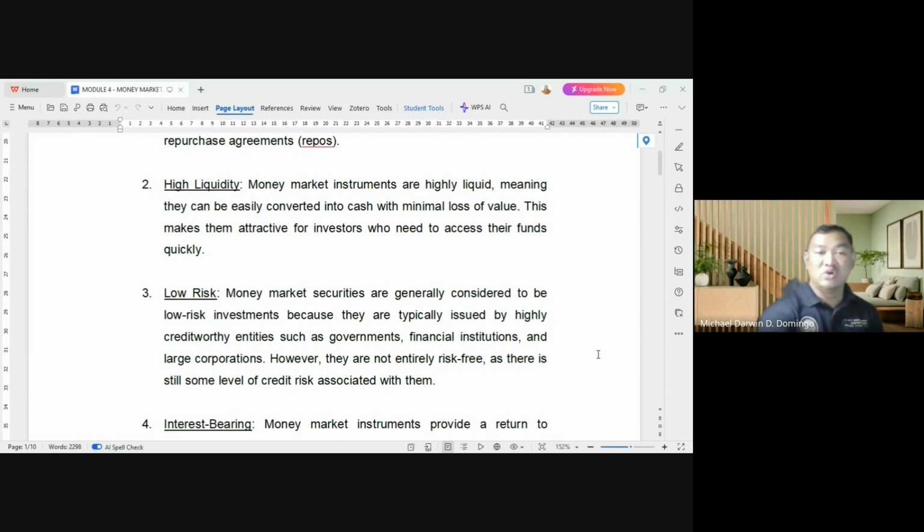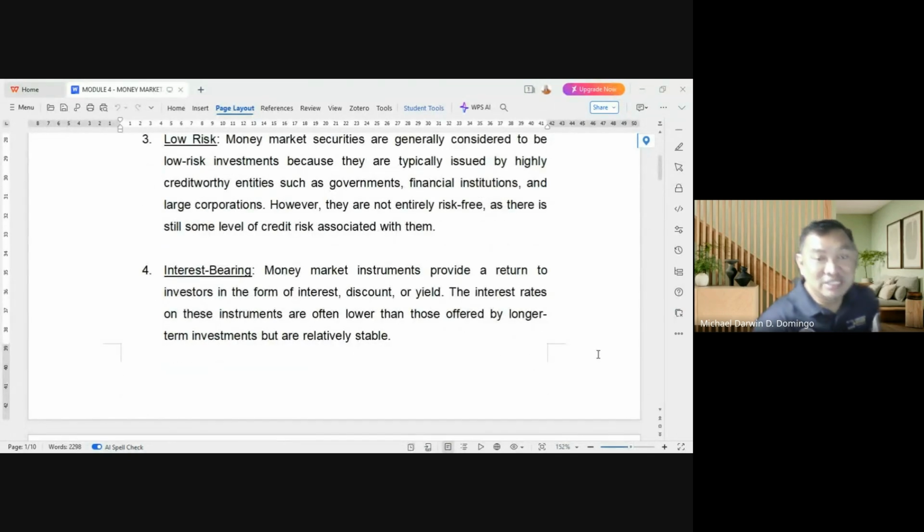Ayan. So, number 4, interest bearing. So, ang money market, guys, ang mga instrument dito ay interest bearing. Okay? So, ibig sabihin, it is indicated. Money market instruments provide a return to investors in the form of interest, discounts, or yield. The interest rates on these instruments are often lower than those offered by longer-term investments. So, parang ganito yan.